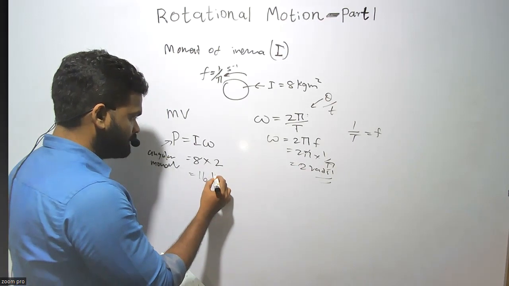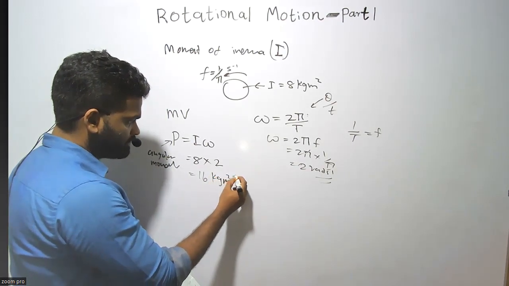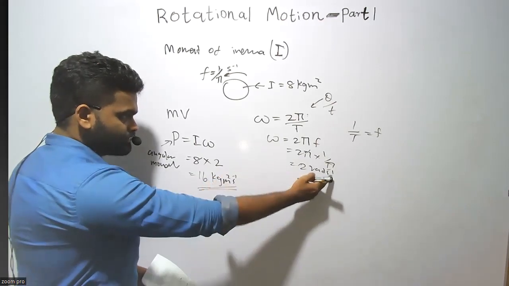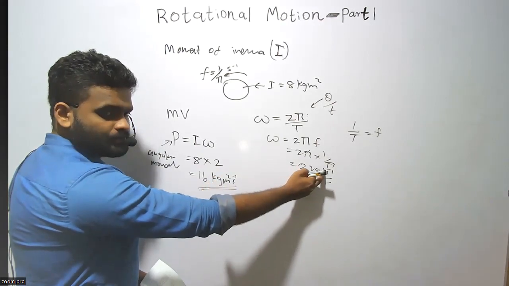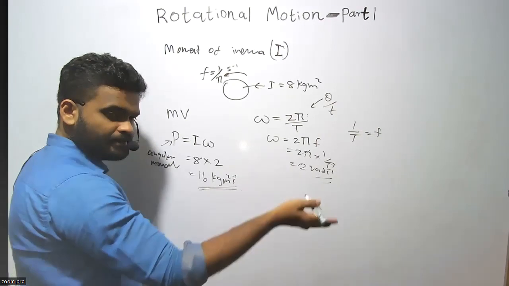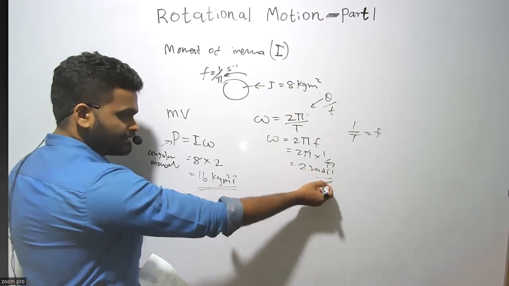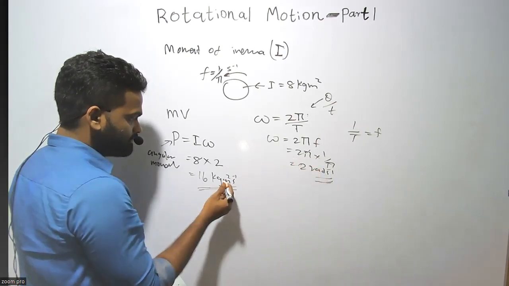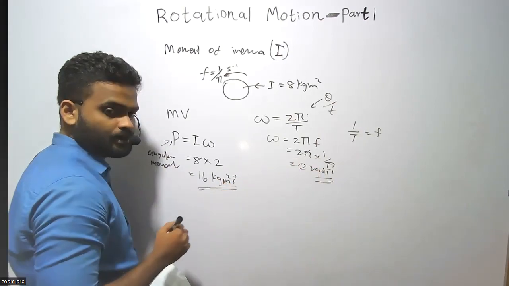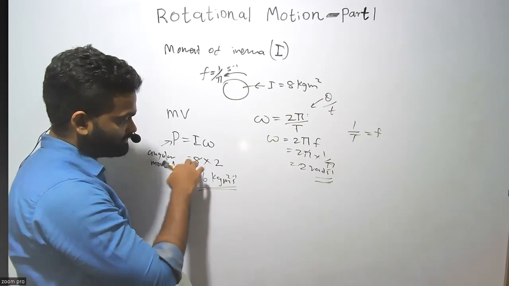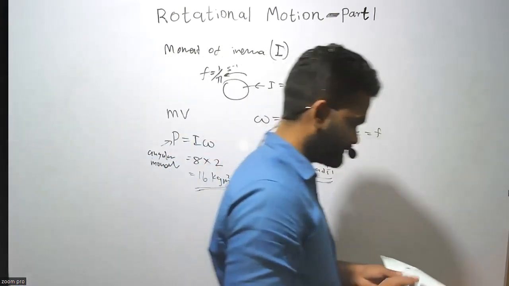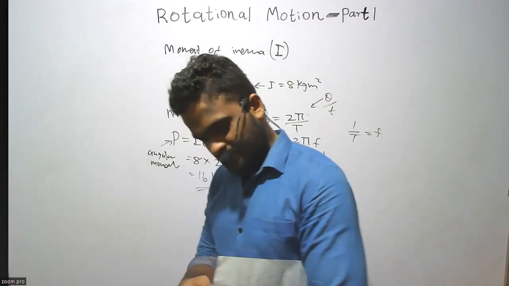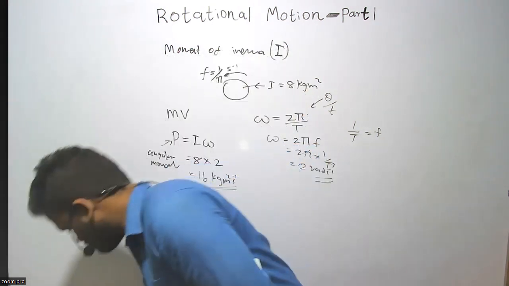16 kg m squared per second. I didn't put radian here. Sometimes you can put radians to identify that, but it is not that necessary. So you can just put per second here, then you have kg m squared. So this is the angular momentum. Then similarly, you can try a 15th question.